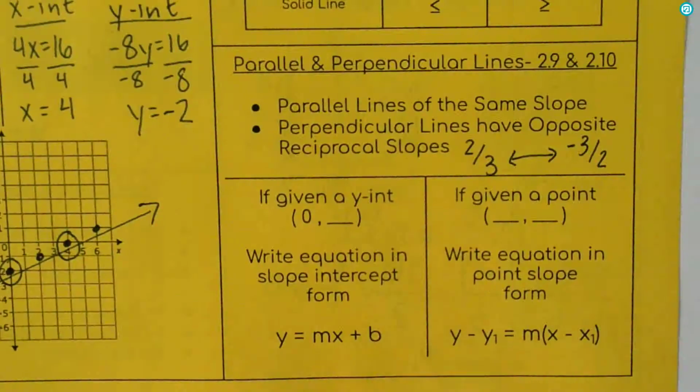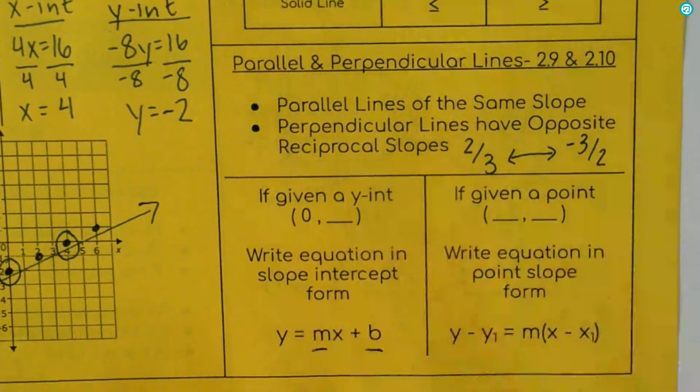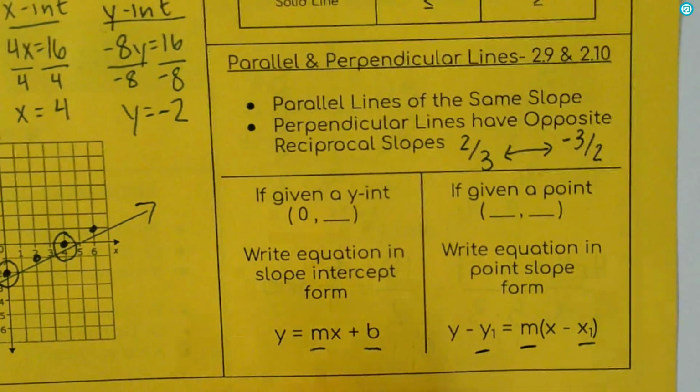All right. And then we've got our 2 formulas on there. If you are given a y-intercept, you are going to fill in your slope and your y-intercept. If you are given a point and a slope, you fill in the point. So this is the x1 and the y1, and you'll also fill in the slope. Hey, any questions? I don't know what I said.